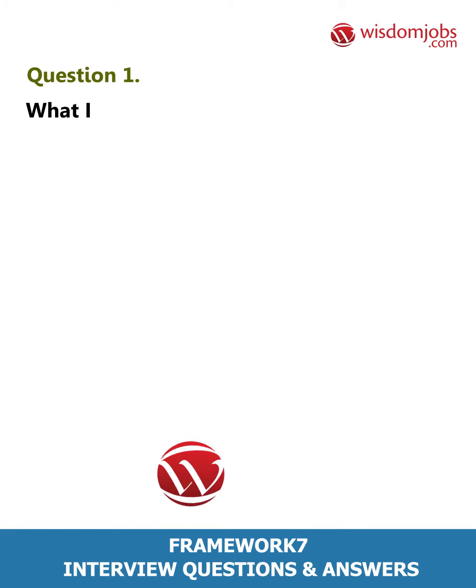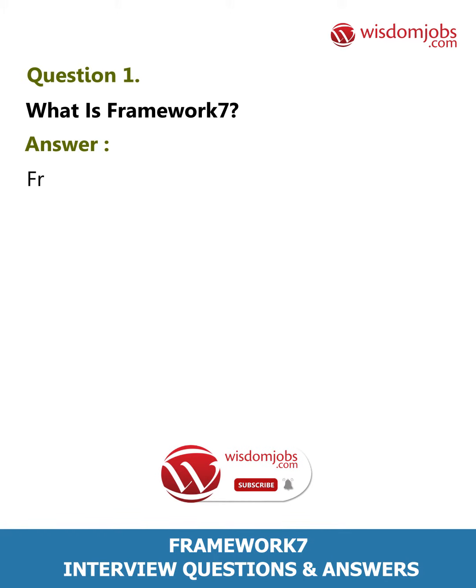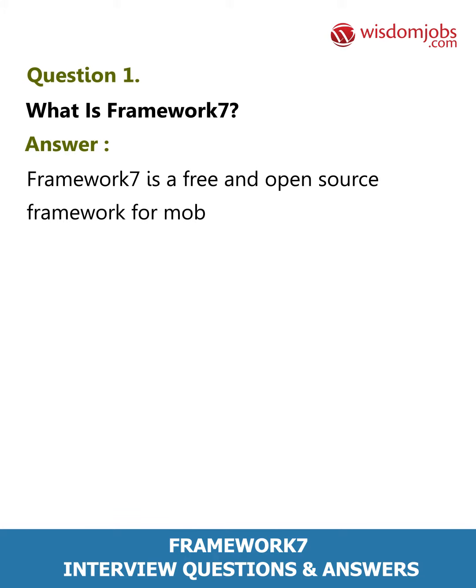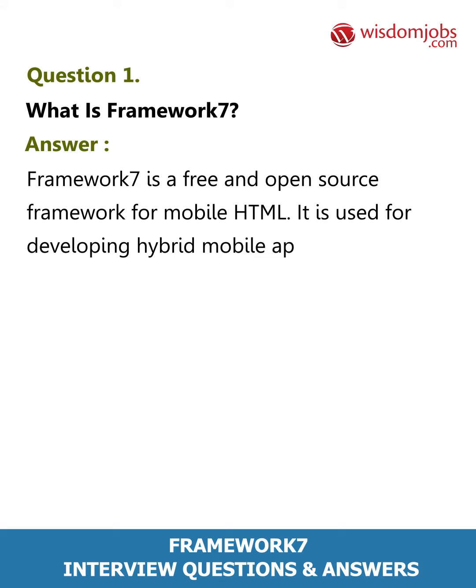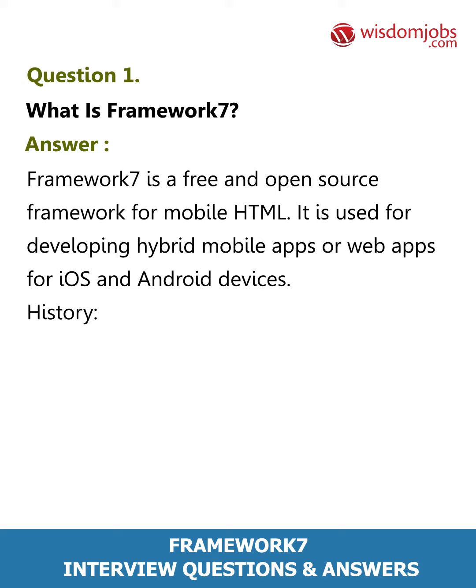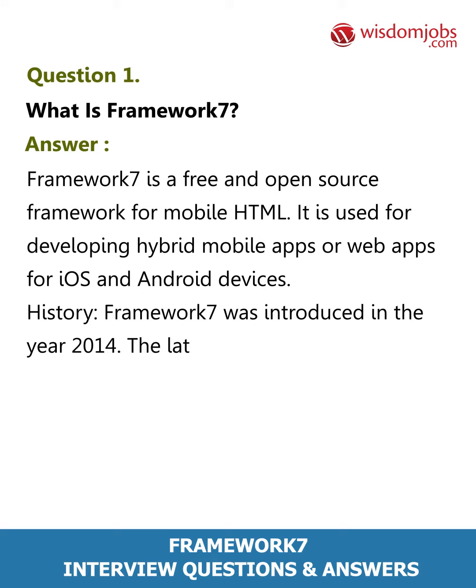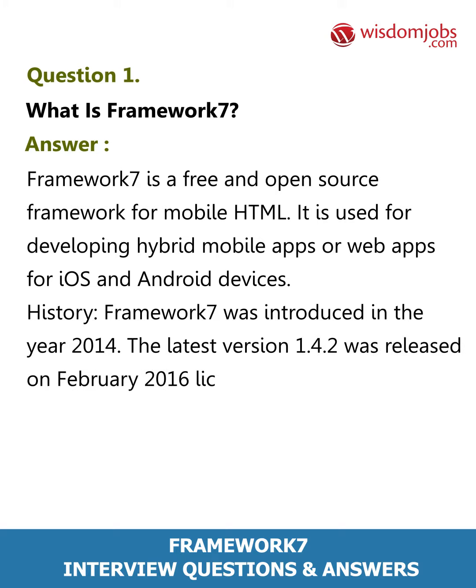Question 1. What is Framework 7? Answer. Framework 7 is a free and open source framework for mobile HTML. It is used for developing hybrid mobile apps or web apps for iOS and Android devices. History. Framework 7 was introduced in the year 2014. The latest version 1.4.2 was released in February 2016, licensed under MIT.